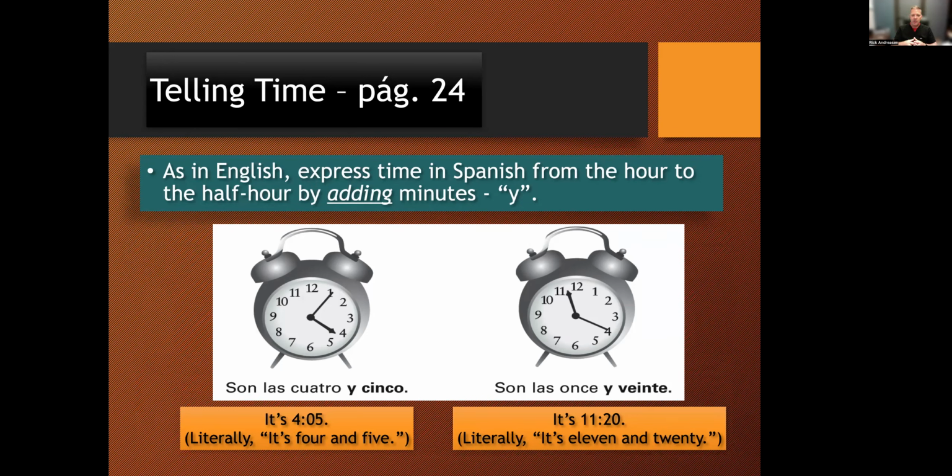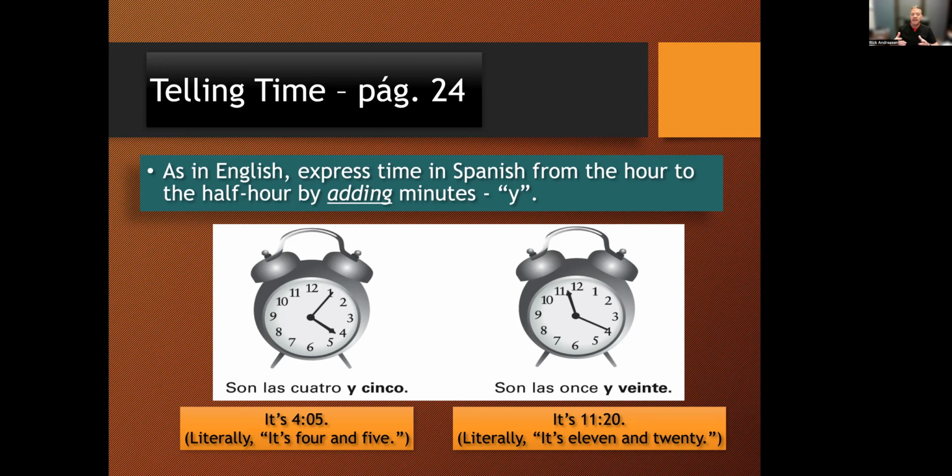It's 1:10. So for example, in the first example, son las 4:05. That's right, son las 4, plural feminine, 4 plural. And then we're adding y 5 for 5 minutes. So it's 4:05. It's literally 4 and 5. Son las 11:20. You learned 20, so good job. Literally, it's 11 and 20.